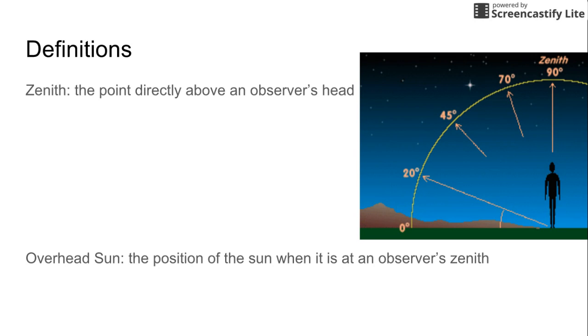So, anybody on Earth can look directly above their head. You can see that from this diagram over here, that is at a 90-degree angle from the horizon. The overhead sun is the position of the sun when it is at your zenith. So, if you look up 90 degrees from the horizon, directly above your head, and you see the sun, we call that the overhead sun.